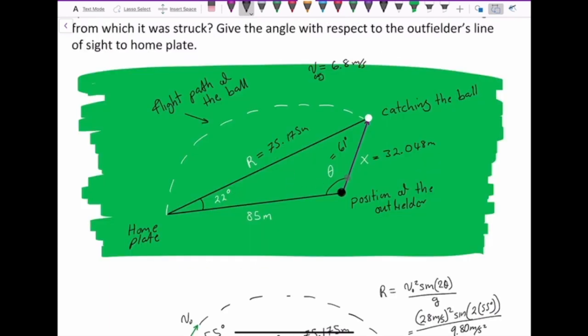As you can see, this triangle was not drawn to scale because we did not know the range, we did not know this leg of the triangle, and we did not know the angle at which the outfielder has to run to catch the ball. So basically the average velocity of the outfielder must be 6.8 meters per second, and he has to run at an angle of 61 degrees relative to the line of sight, which is this line, to catch the ball at the same height at which it was struck. That's it.